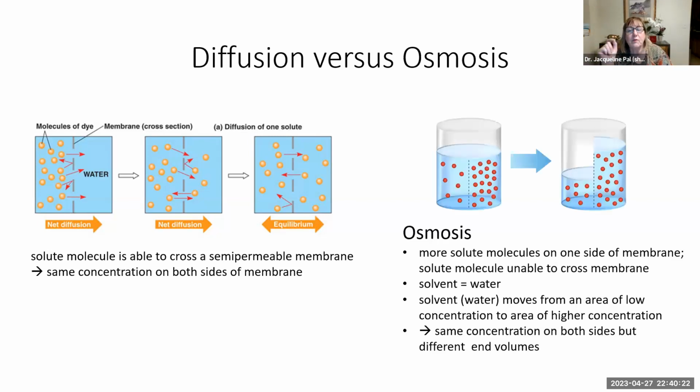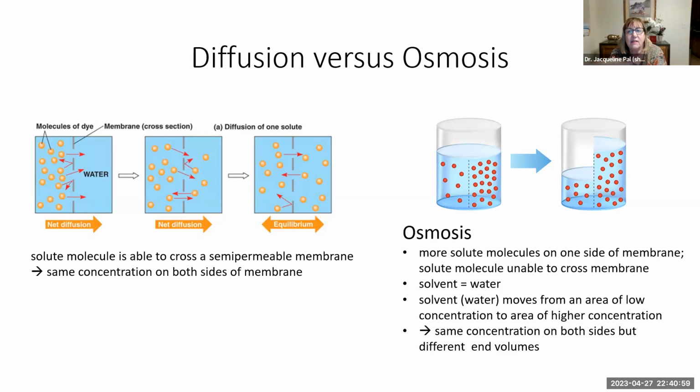In osmosis, we are talking about water molecules. So yes, there can be solutes on both sides of it, but those solutes are unable to cross the membrane to reach equilibrium. So what is going to move is the solvent, the water. So the water is going to move from the side of low solute concentration, where there's more water per molecule, to an area of higher solute concentration where there's less water per molecule.